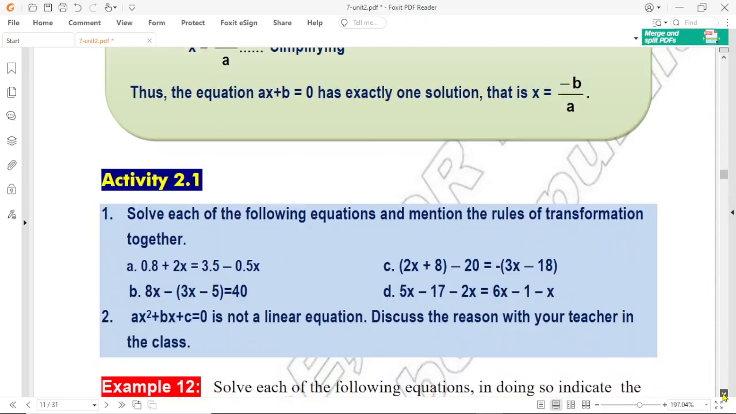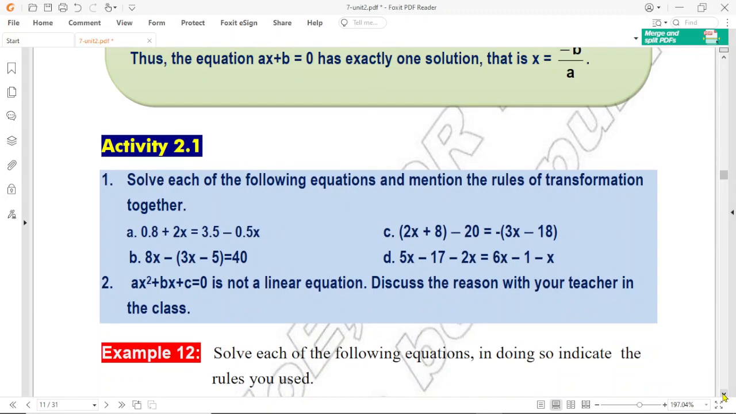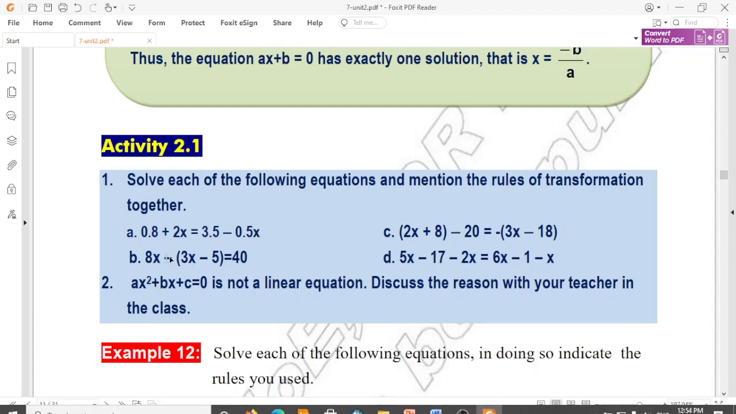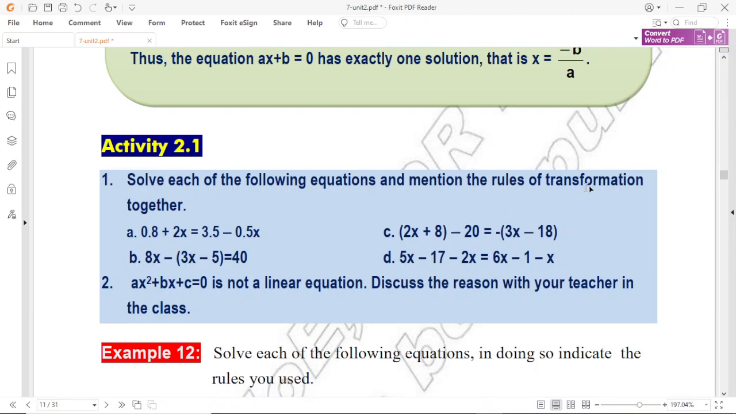Okay, Activity 2.1: solve each of the following equations and mention the rules of the transformation together. It says solve these. So let's pick one of these and work it out, and mention the rules of transformation. For example, let's do the one in part b. What does b say? ax minus bracket 3x minus 5 which is equal to 40.